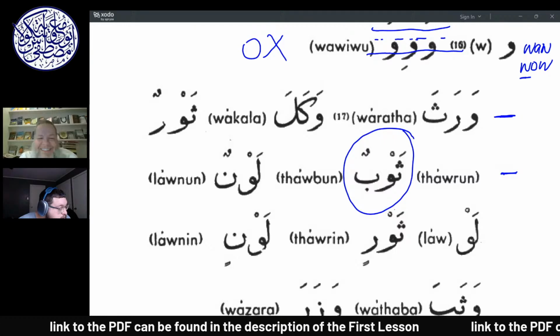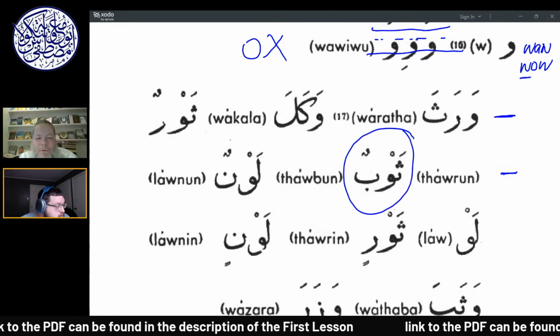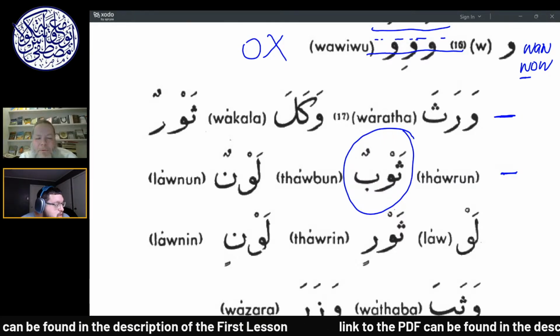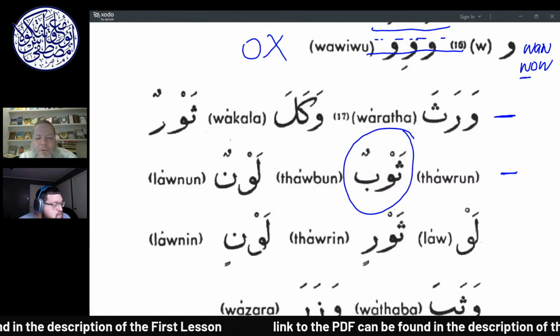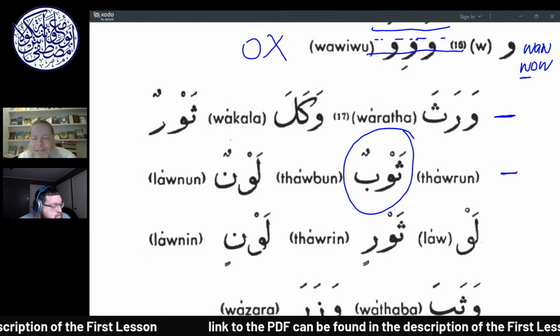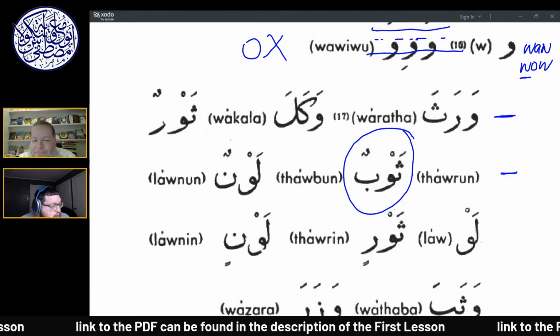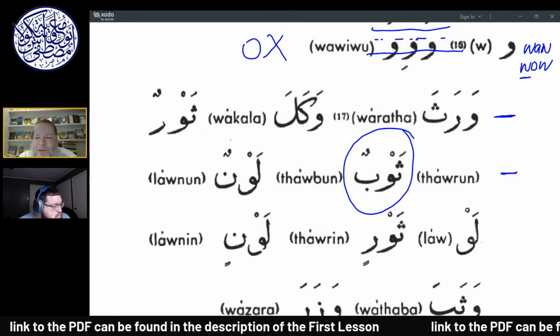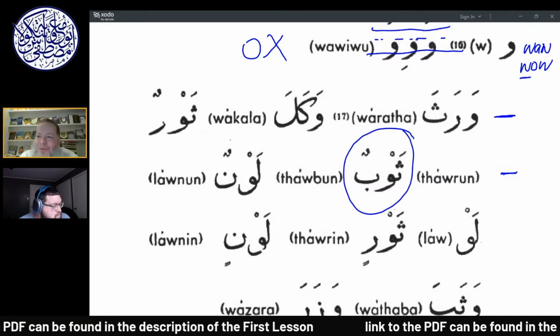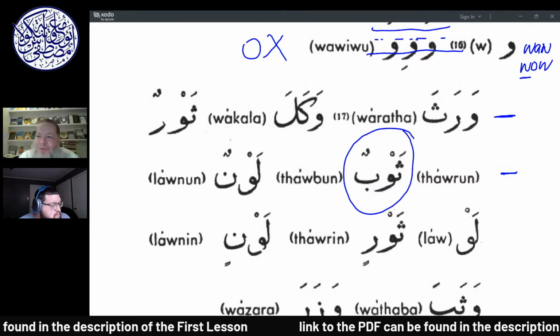Next. Laun. Laun is a color. Laun is the word for color. Like, what laun is your thobe? What color is your thobe, right?